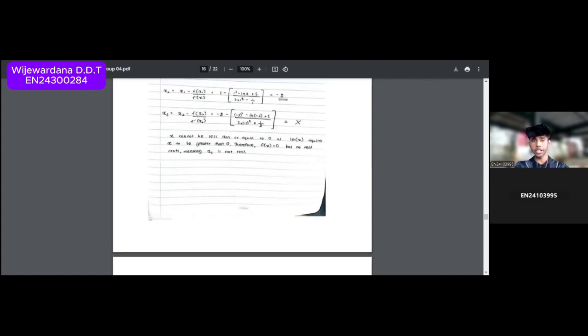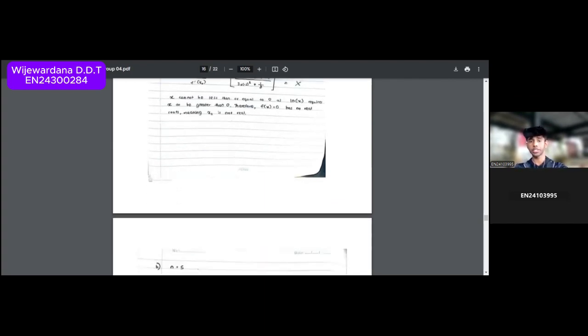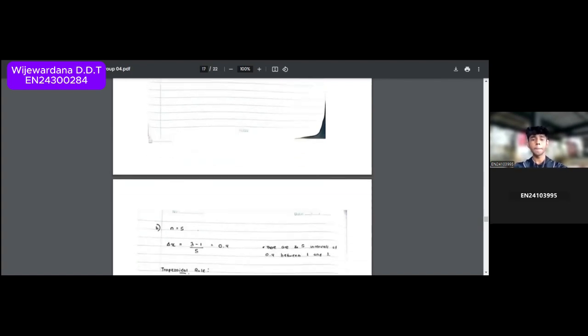Now, you cannot substitute negative 2 to get the third approximation, since ln of minus 2 is invalid. You can't have a negative value inside the logarithm function. So, the third approximation is not real. Therefore, f(x) equals 0 has no real roots.